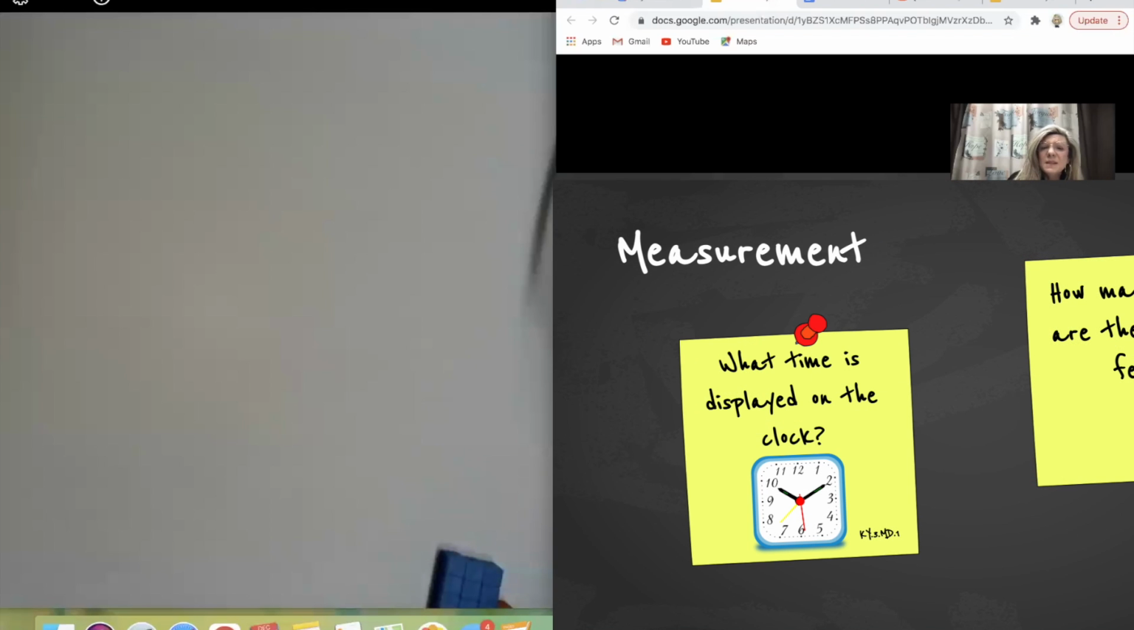With measurements, this first one is for MD.3, sorry, K.Y.3. What time is displayed on the clock? So simply, all you'll have to do with some of these is display clocks and ask the kids to tell you what the time is.